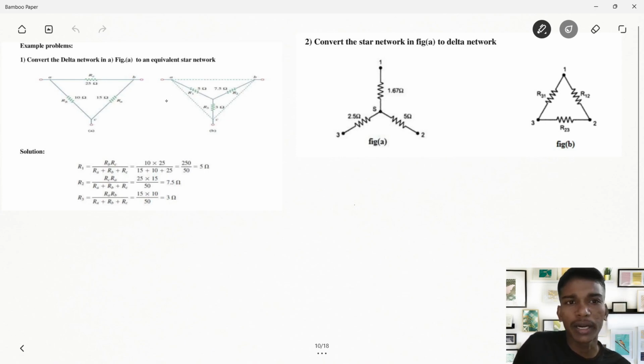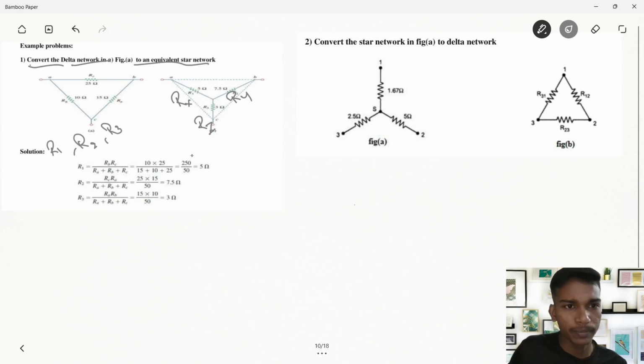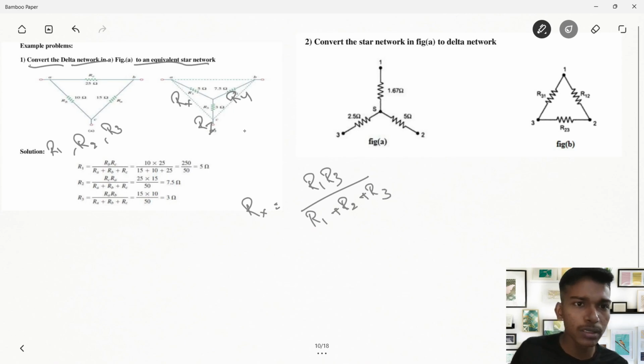This is a typical question for star delta transformations. The question will be like, convert the delta configuration into an equivalent star configuration. Here we have R1, R2, R3 in delta. Here in star we have Rx, Ry, Rz, right? This is delta, and we have to convert it into star form. Then we have Rx equal to R1 R3 by R1 plus R2 plus R3.